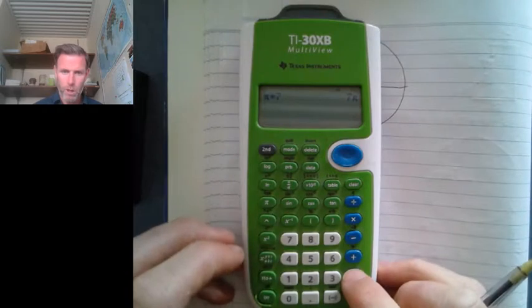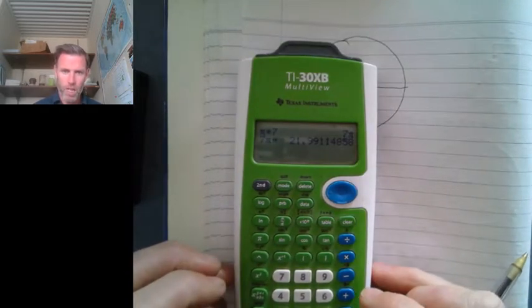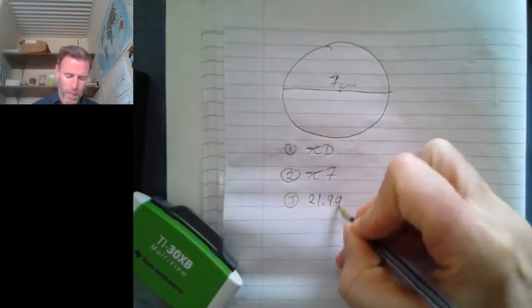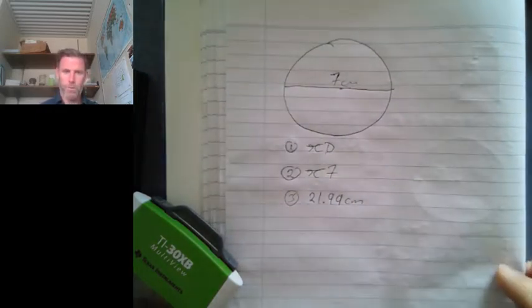Press my double arrow button down here at the bottom. So this button at the bottom, double arrow. And my answer is 21.99. 21.99. Answer here is centimeters. Again, it's distance, so I leave it in centimeters.